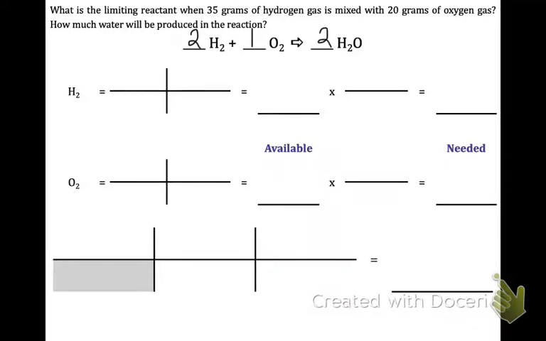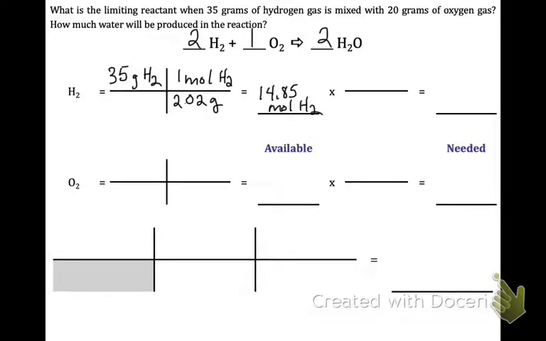I'm going to turn my 35 grams of hydrogen gas into moles. 35. There are 2.02 grams in 1 mole of hydrogen gas, which works out to be 14.85 moles of hydrogen.